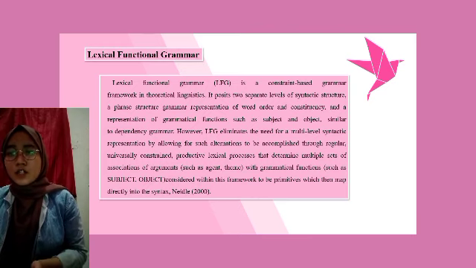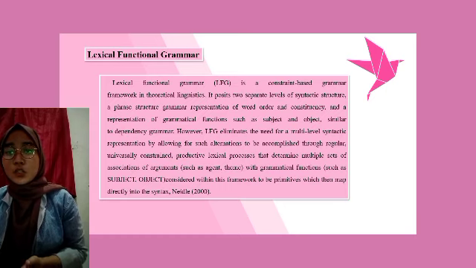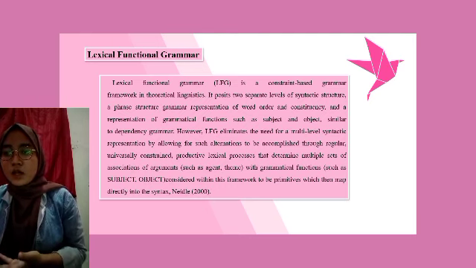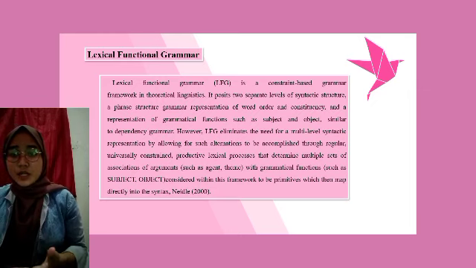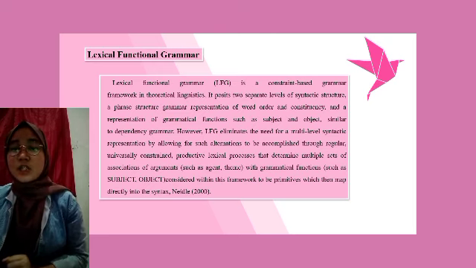However, lexical functional grammar eliminates the need for a multi-level syntactic representation by allowing for such alternations to be accomplished through regular, universally constrained, productive lexical processes that determine multiple sets of association of arguments with grammatical functions such as subject and object, considered within this framework to be primitives which then map directly into the syntax.